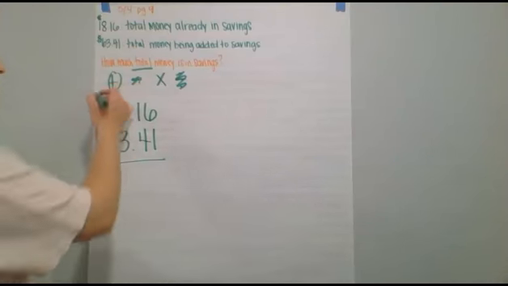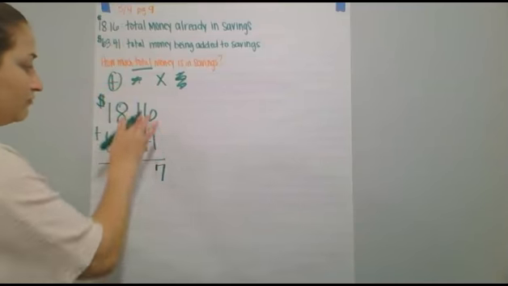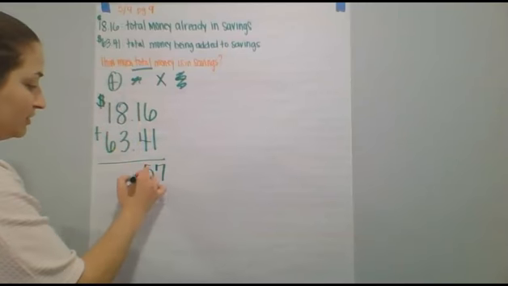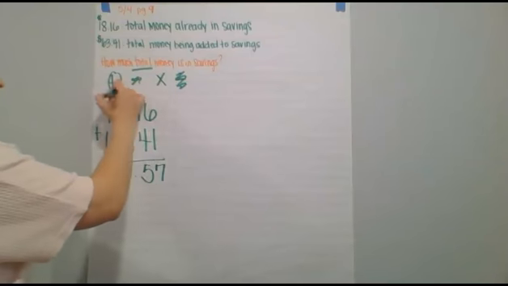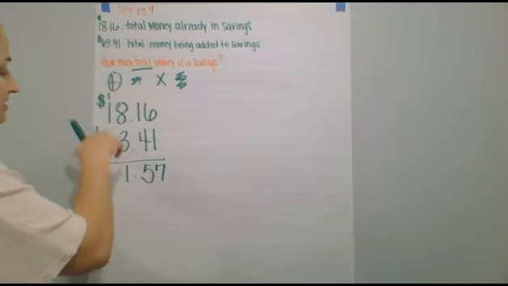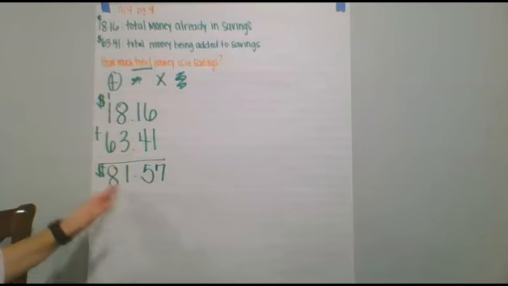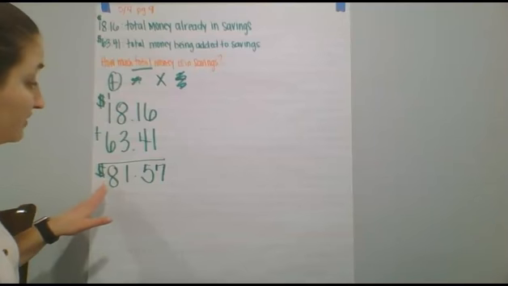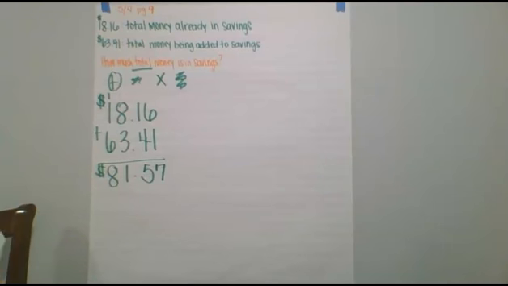So 6 plus 1 gives us 7. 4 plus 1 gives us 5. Now we have our decimal. We want to make sure that we bring that straight down. 8 plus 3 is 11. 6 plus 1 is 7, plus 1 is 8. So we get an answer, a sum of $81.57. It's really important that we check our work to make sure that we are accurate.